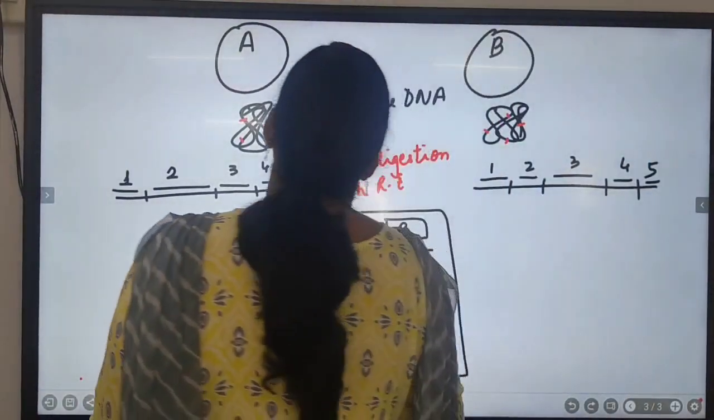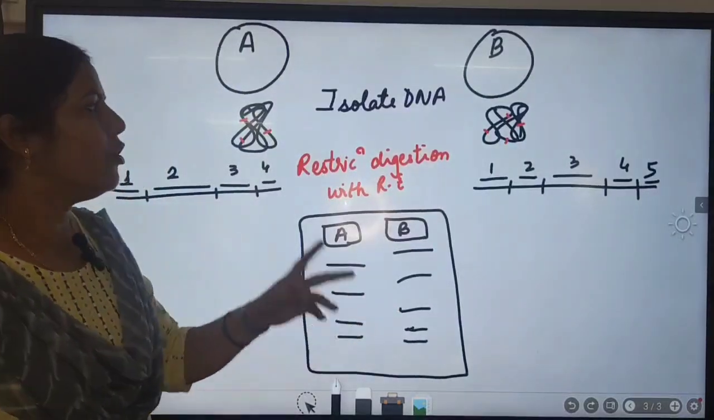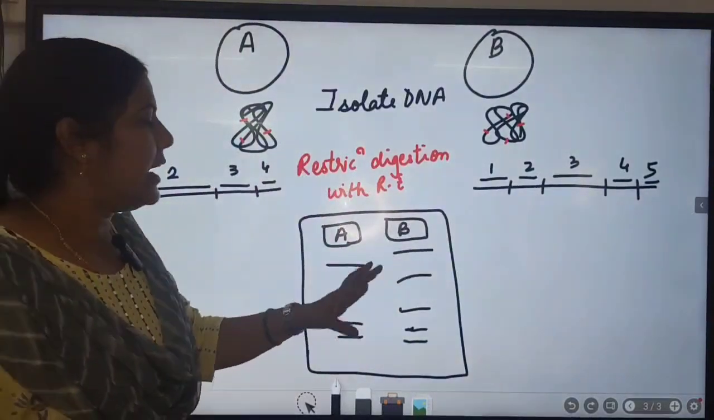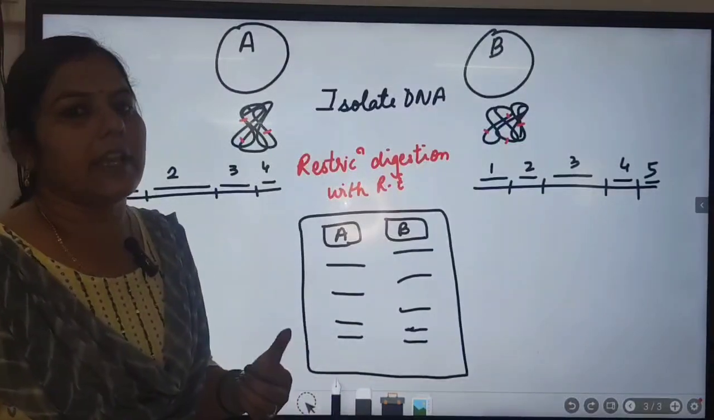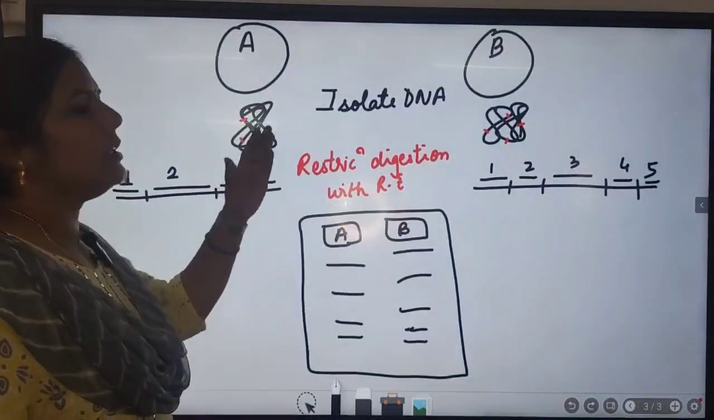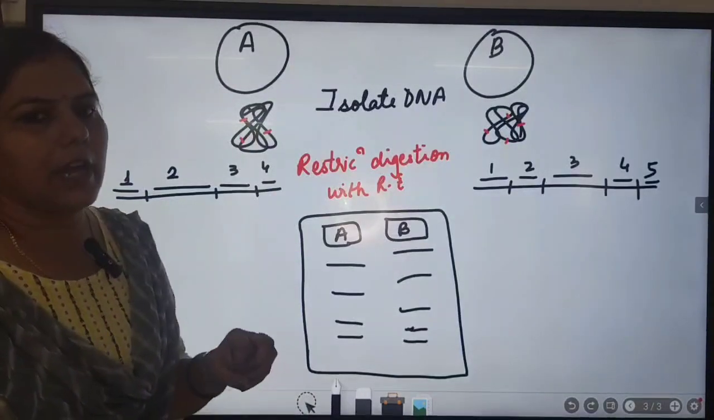So we can clearly say that there is a difference in the DNA of these 2 individuals, and this fragment pattern can also be used as a DNA fingerprint of these individuals. So this was all about RFLP.